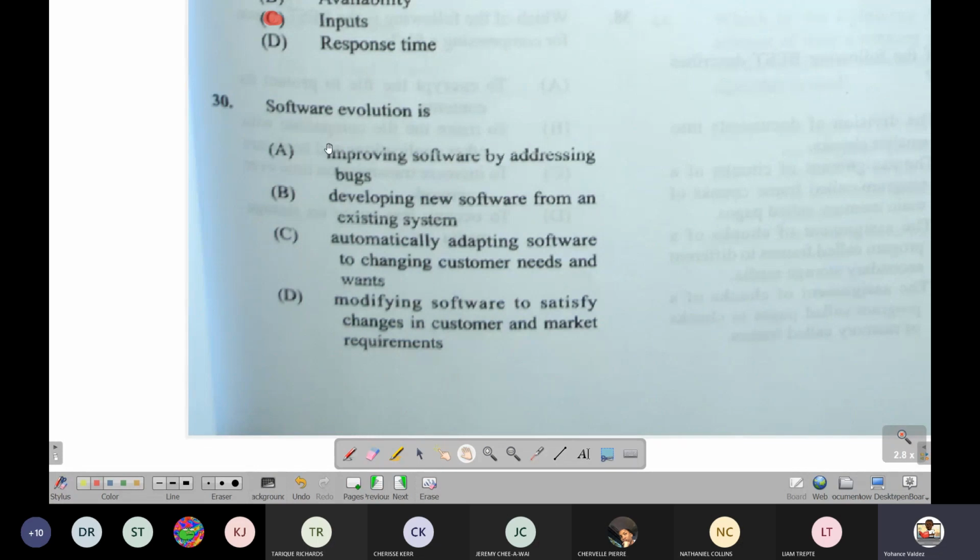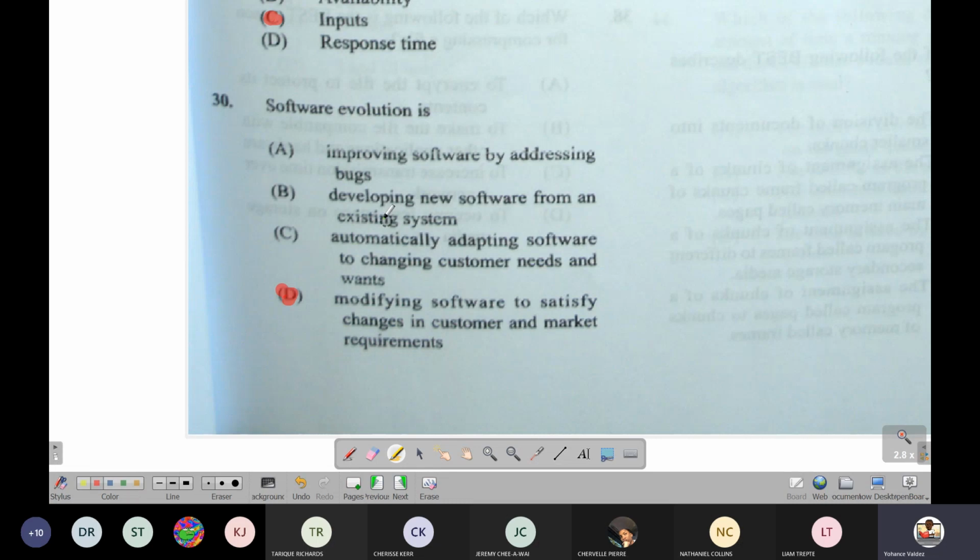Software evolution is doing what? Software evolution is where we modify the software to satisfy changes in customer and market requirements. The answer here would be D. B would be more like software reuse.